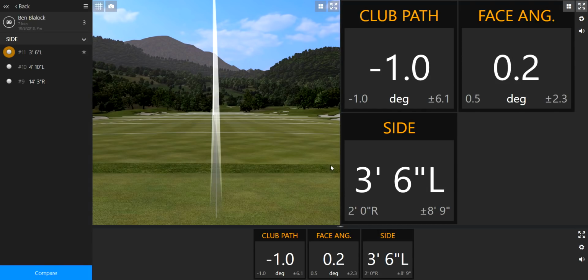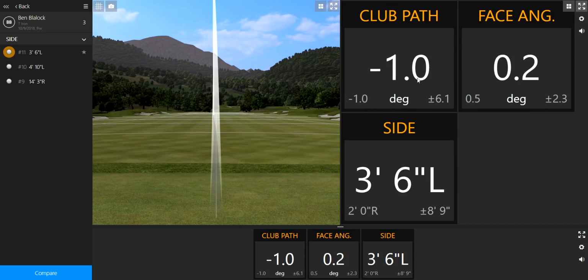The shot we see here on screen is representative of a typical TrackMan session that we might go through during a lesson or even perhaps a club fitting. And as we look at the information on screen here, we've got 3 points of information on the right hand side and also at the bottom of the screen.